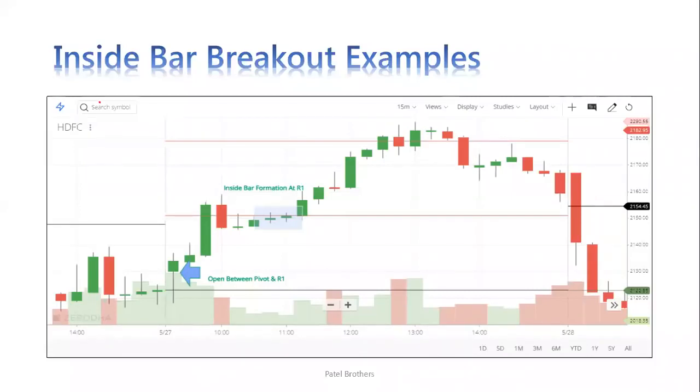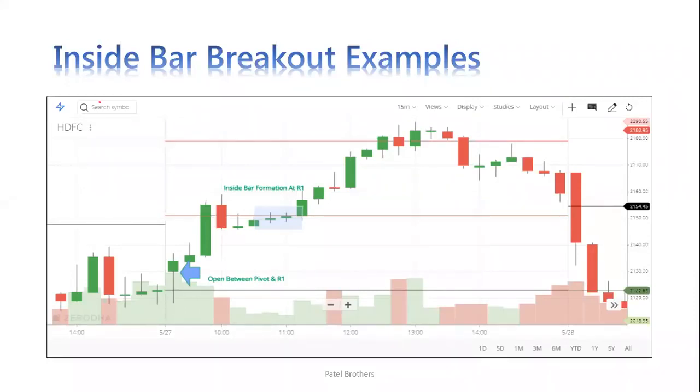Can you show the opening around pivot? So it is around pivot only, right? Exactly at pivot is not necessary. It is tough to find, but it is around pivot. Around pivot, between pivot and R1, and between pivot and S1, are all the same.